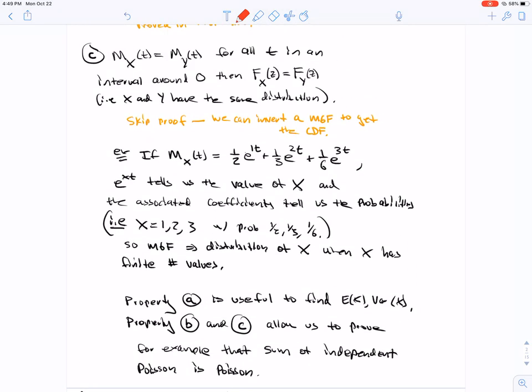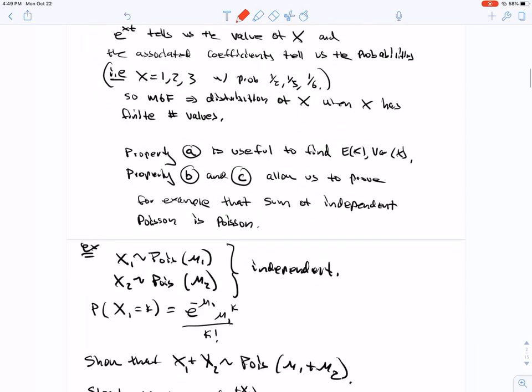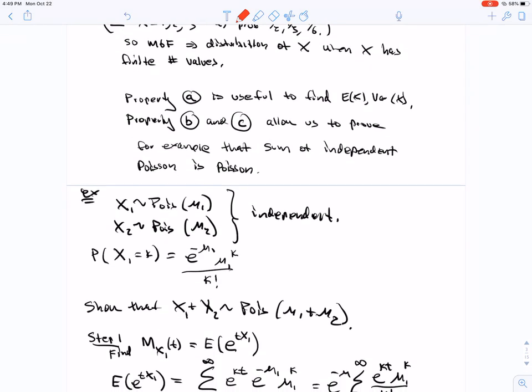But you can see that property C here holds at least for when X takes a finite number of values. This is the example we talked about at the beginning. But it holds more generally. So property A is useful for finding the expectation of X and the variance of X. That's mainly how we'll be using it.